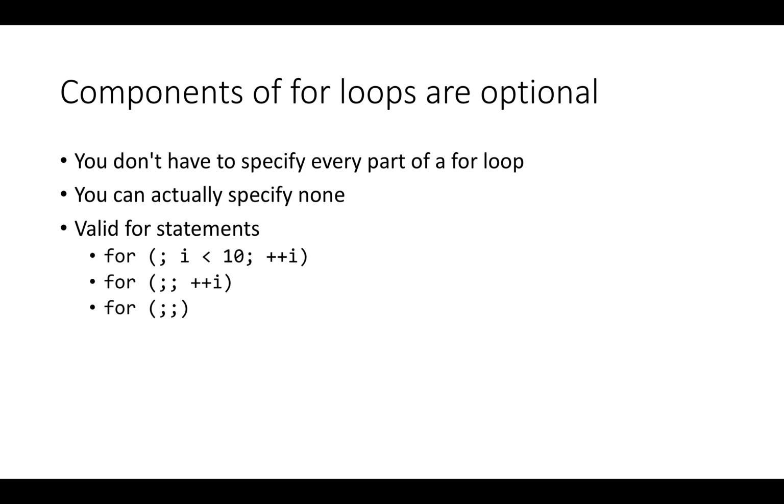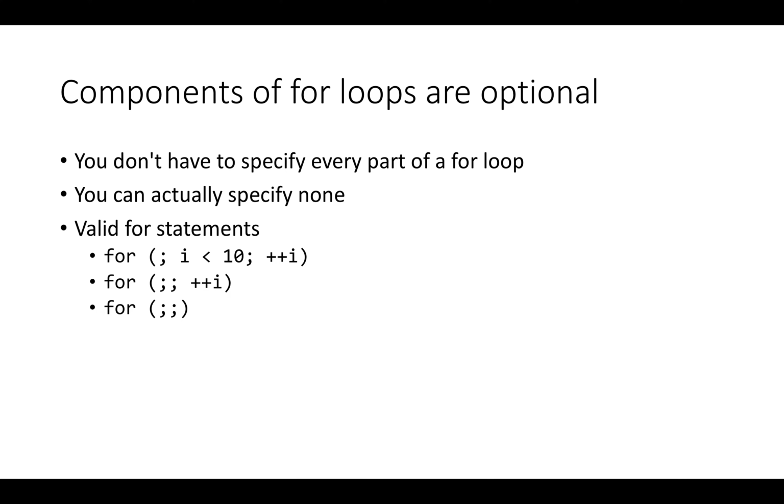One of the things I was talking about on Friday with a couple of people that were having some issues was that components of the for loop are optional. You don't have to specify any of the components of the for loop. You can leave any of them off. These are all valid for statements here. In the first one, we're leaving off the initialization. We don't have to assign a value to any variables.